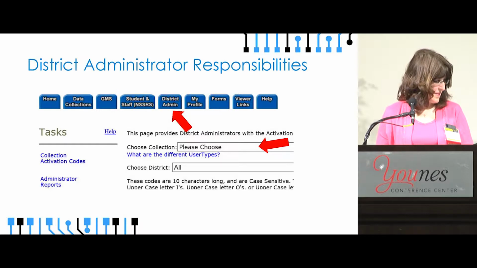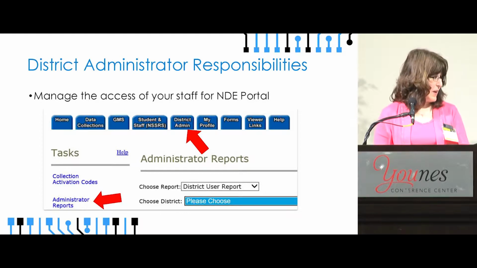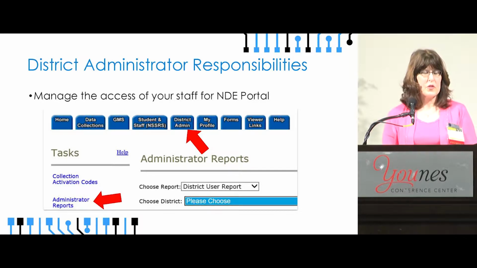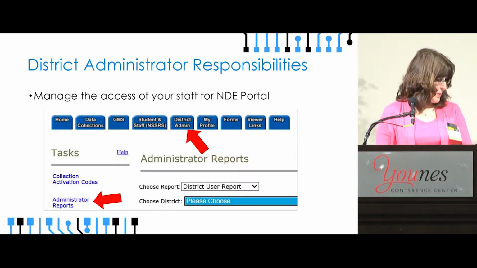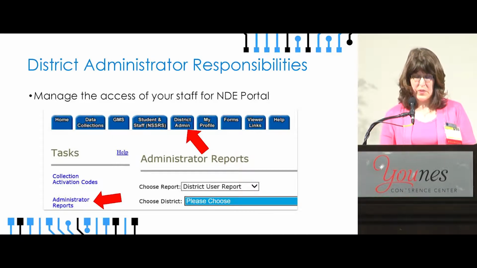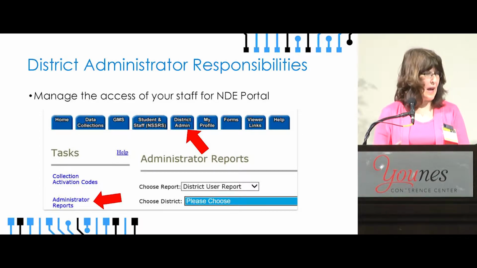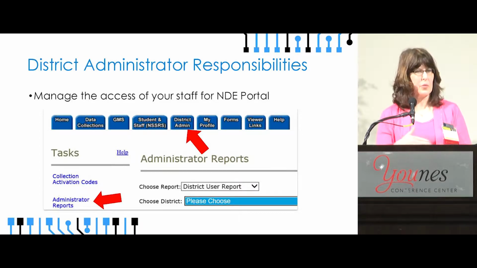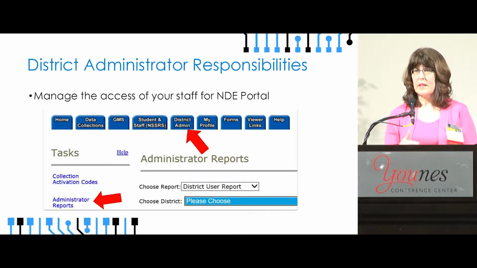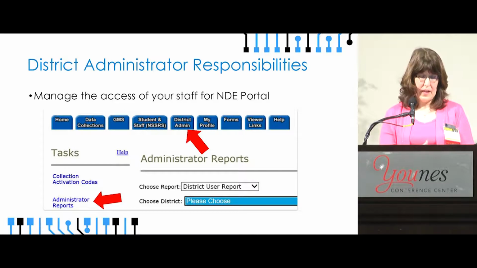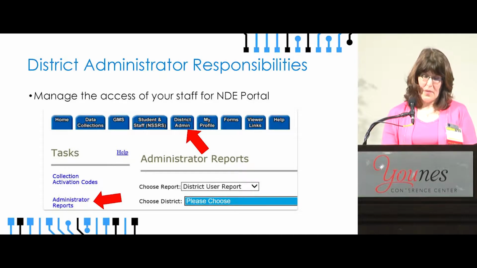I'm on the wrong page. There we go. Under the district admin tab, which is only available in your administrator's portal account, there is administrator reports. There are 2 reports there, the district user report and the collection user report. So if you don't know who has access to what collections, you can go out there and review them by the staff person or by the collection. And you should review these periodically, especially when a staff person leaves your district, so that you make sure you remove their access.